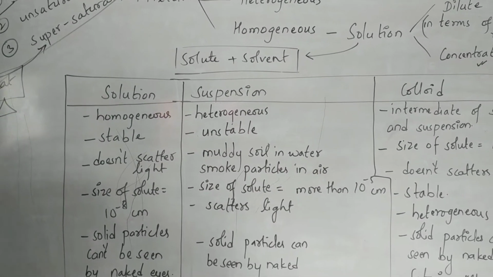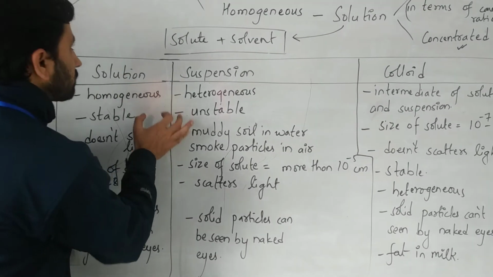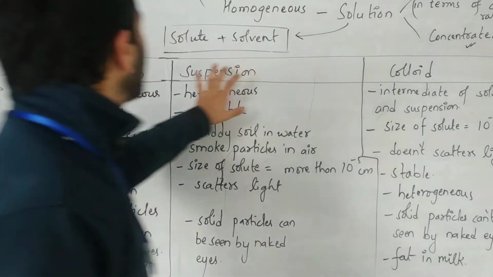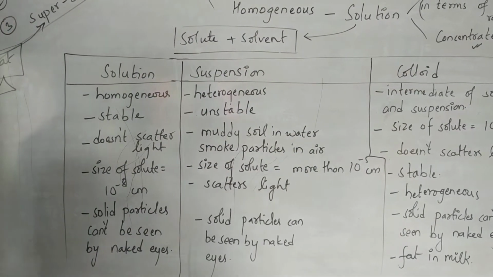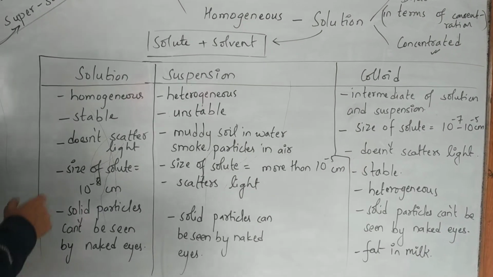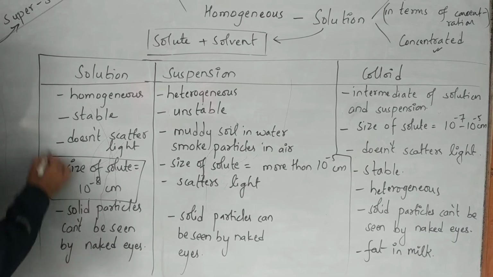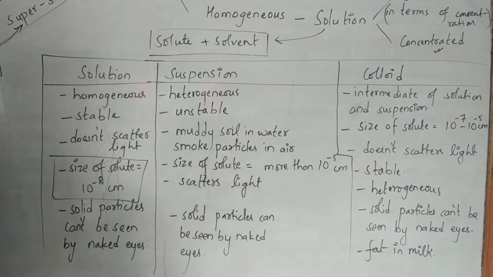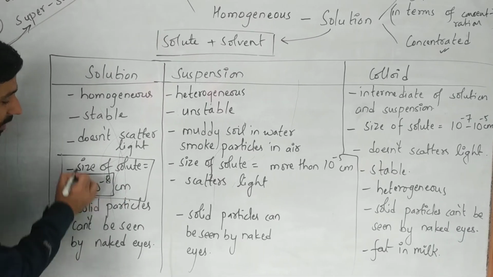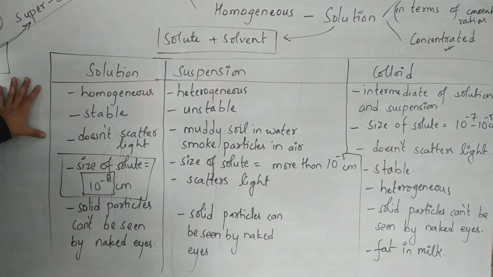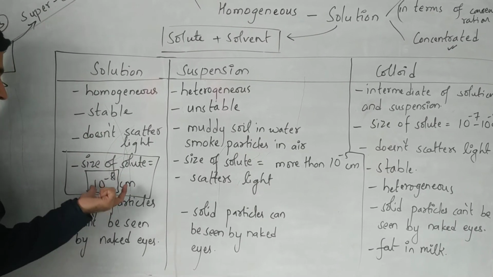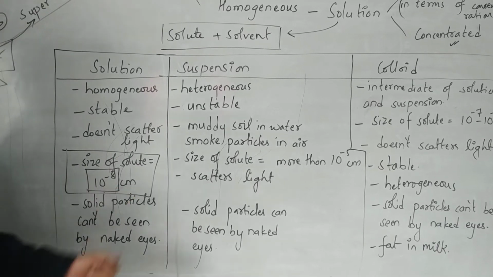Now let me focus on the three different types of mixtures. Actually, solution, suspension and colloid. These three types are on the basis of size and different properties. Size of what? Solute. Here the size of solute is less than 10 to the power minus 8 centimeter. Actually, it's on average 10 to the power minus 8 centimeter. If the size of solid particles dissolved is around the average of 10 to the power minus 8 centimeter.